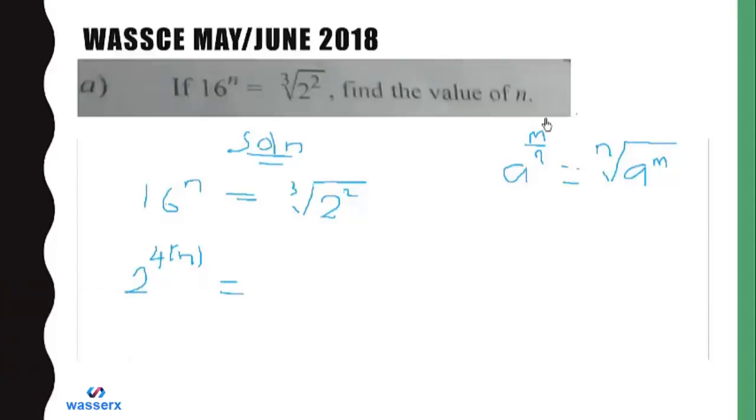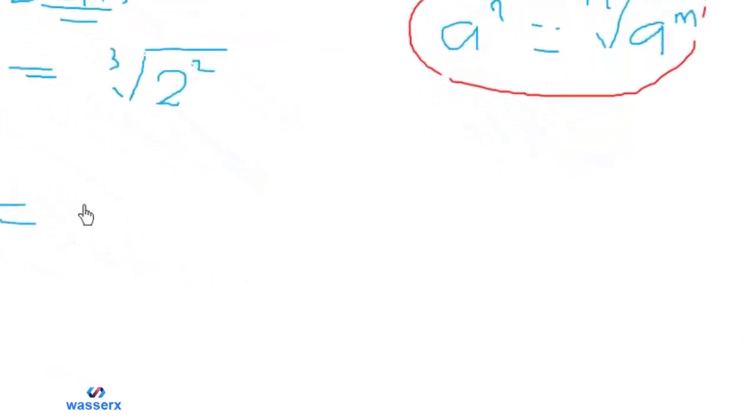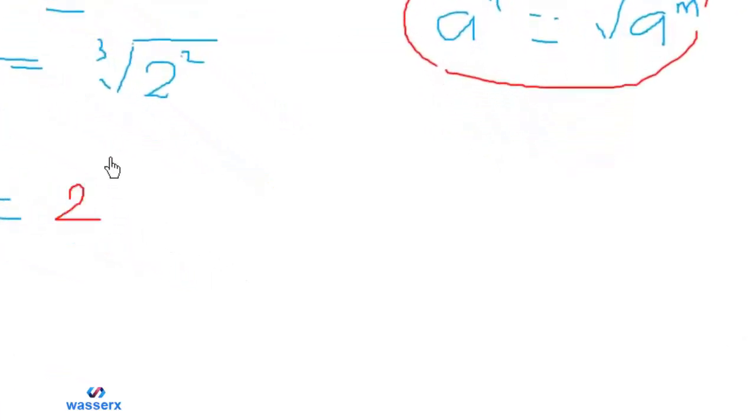Now we apply this law over here. We know that a to the power m over n is the same as the nth root of a to the power m. So comparing this to this, we have our n to be equal to 3 and our m to be equal to 2. So we'll get 2 to the power 2 over 3.